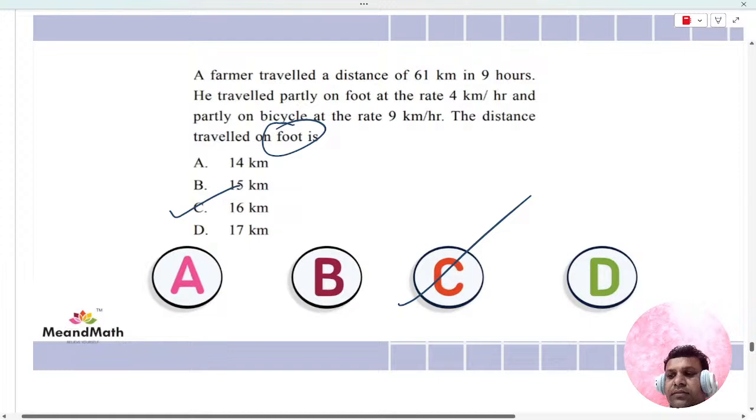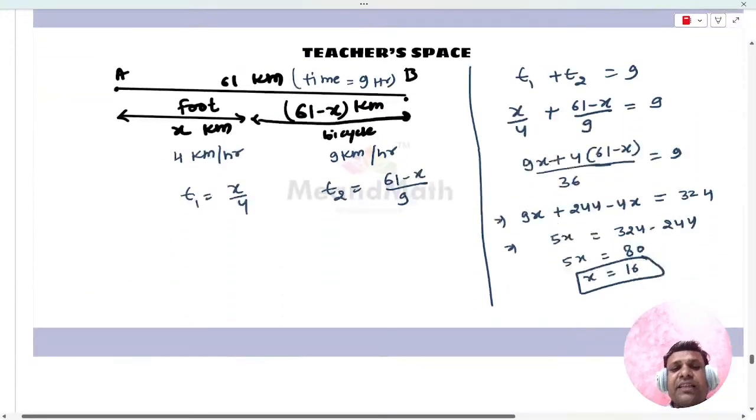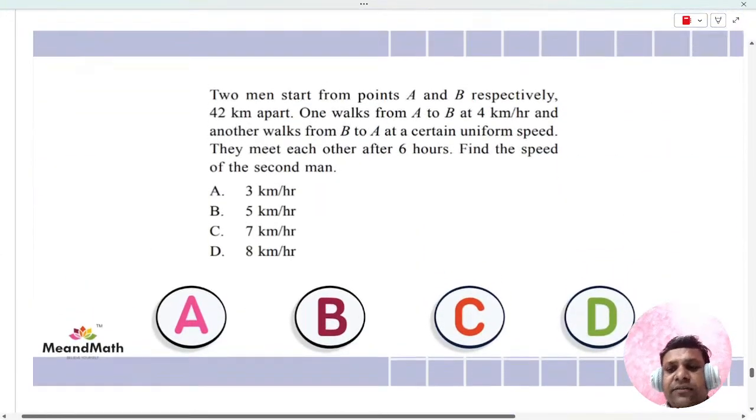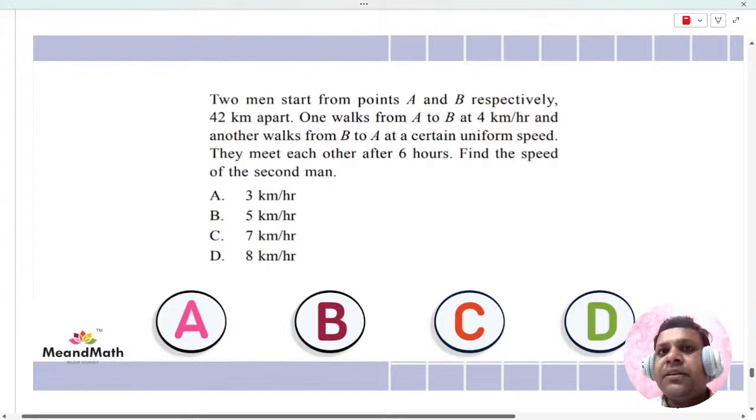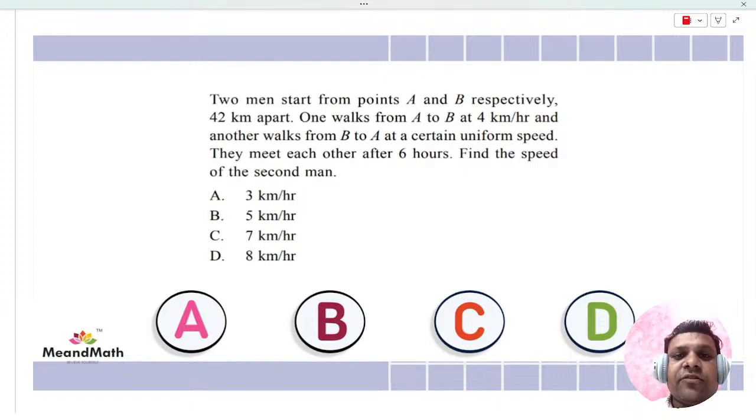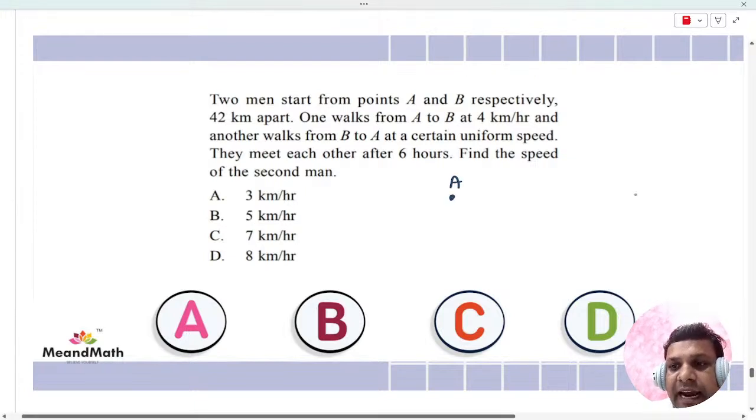Bicycle. Okay, let's move to the next question. And this is the last question of the day. We have a time limit, so we will not move further. The next question: two men start from point A and point B respectively, 42 kilometers apart.